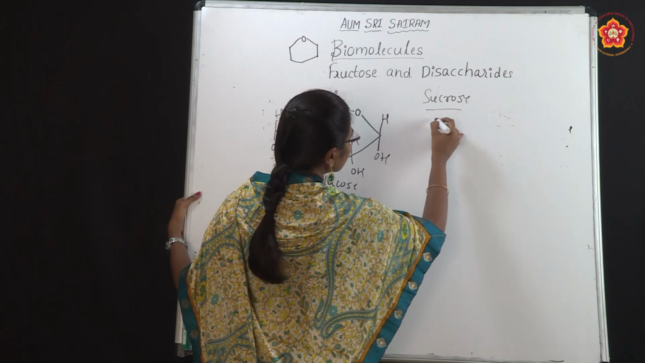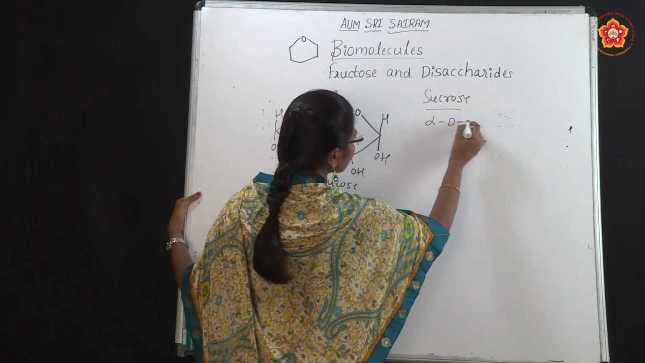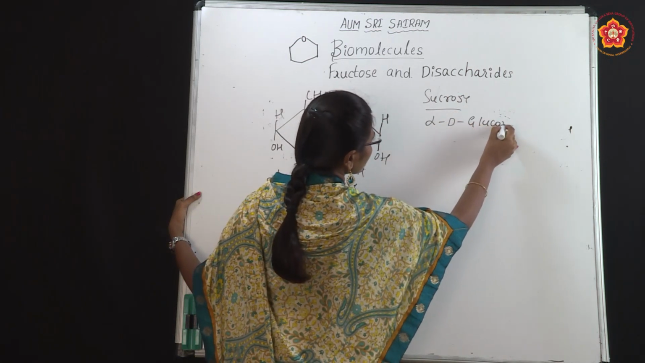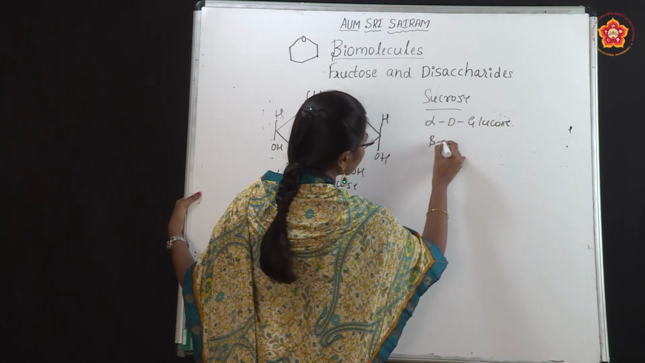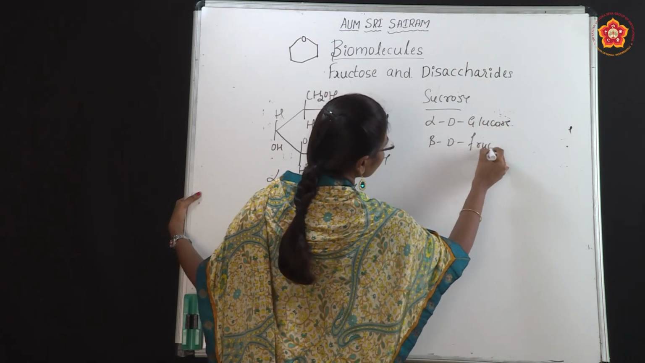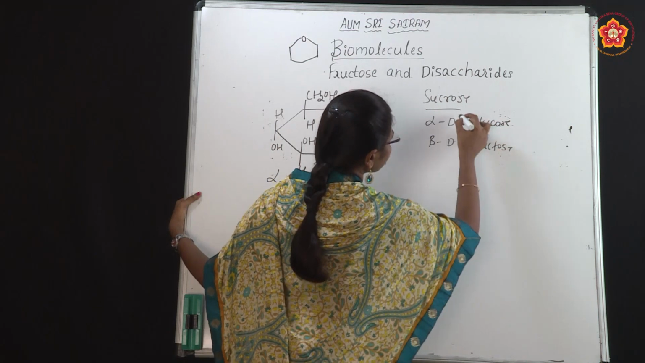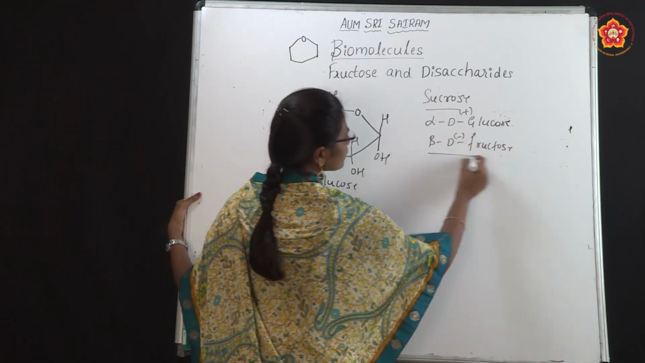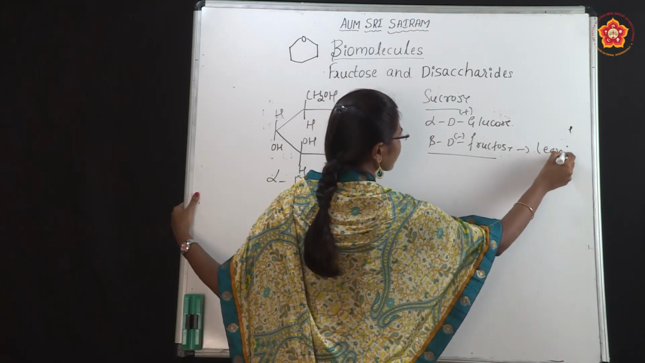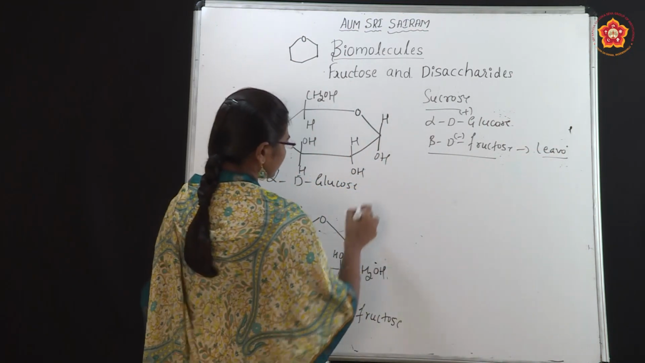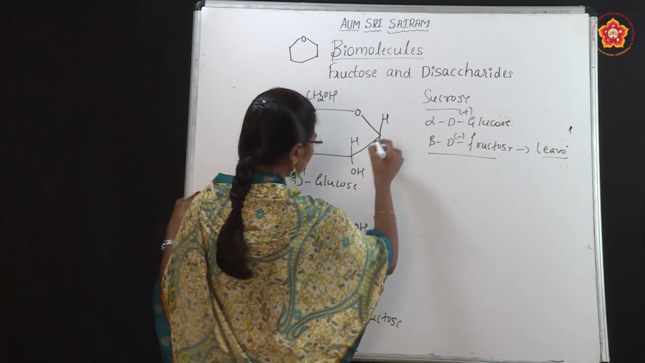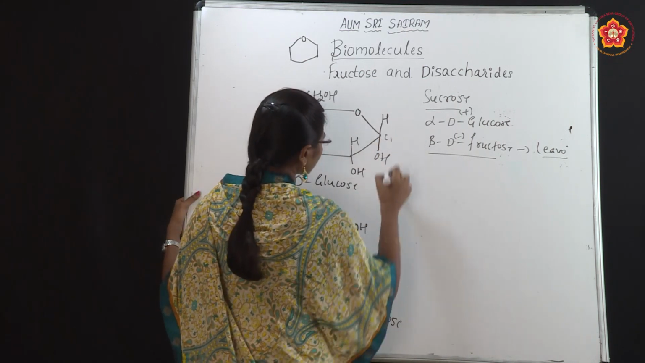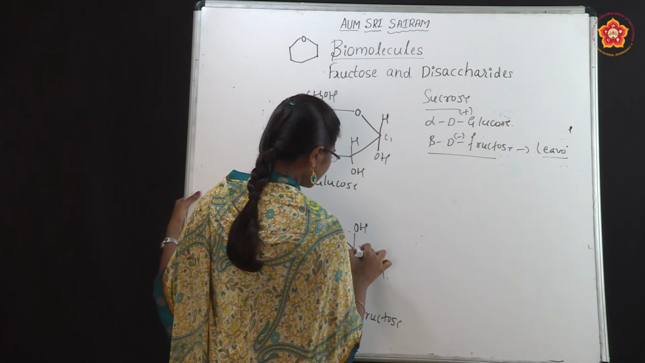Sucrose is a combination of alpha D glucose and beta D fructose. Alpha D glucose is D plus, and fructose is D minus, because fructose is always levorotatory. Here this is linked, this is C1, linked together by this C4.